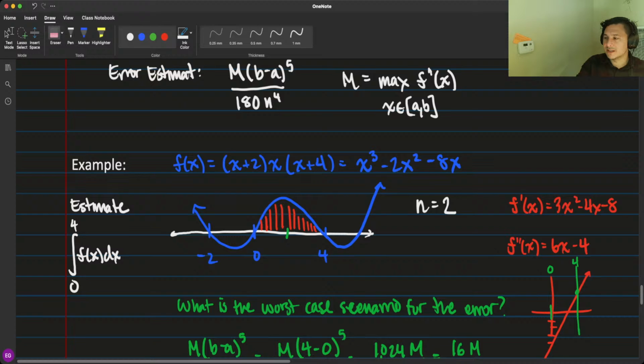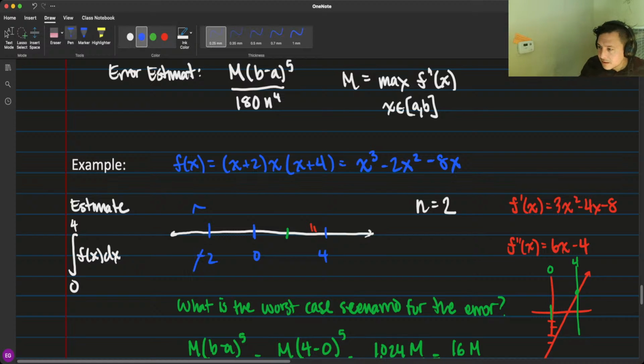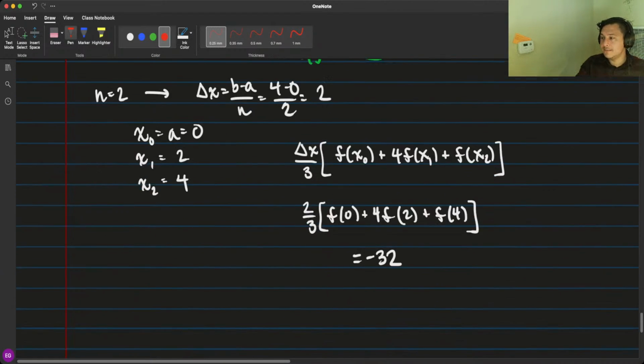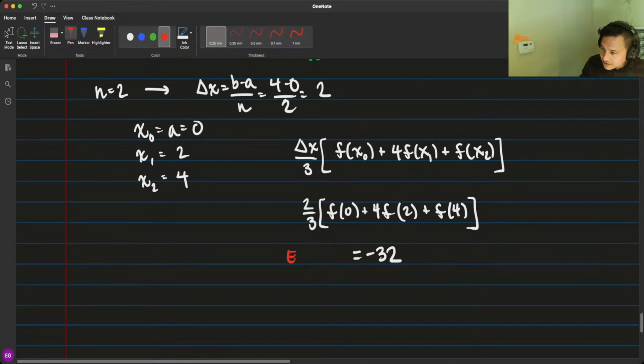So, oh, I see why it doesn't make sense. My function actually looks like this. I see why. 1 second. My function looks like this. Because it's a cubic. We're estimating the area between 0 and 4. That's the area you want, which is why it makes sense that it's negative. Okay, so my estimated area using Simpson's rule is negative 32.